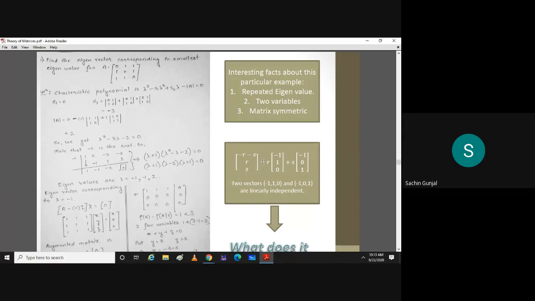So corresponding to 2, you can take it as homework. Corresponding to 2, eigenvector is 1, 1, 1.